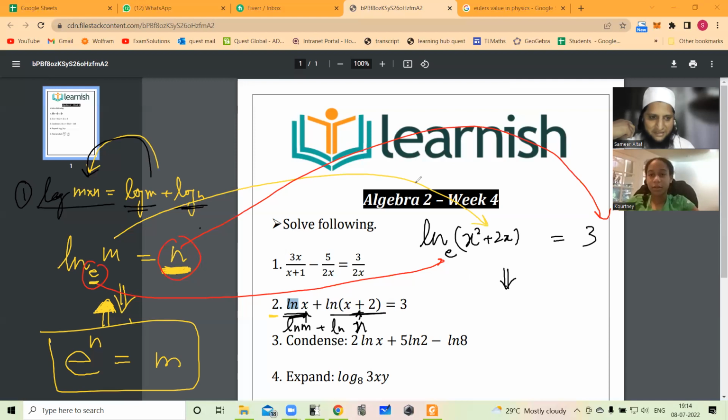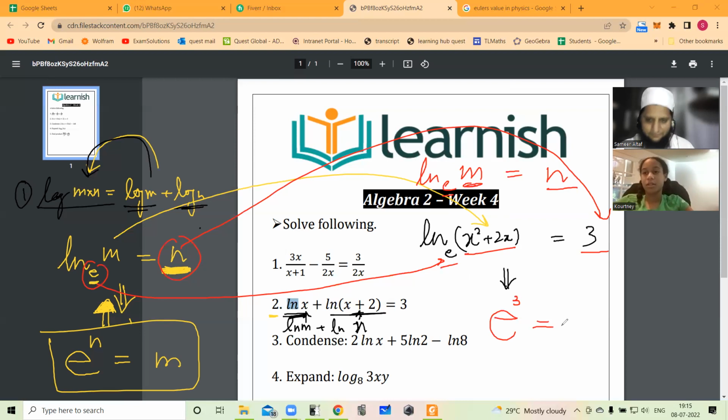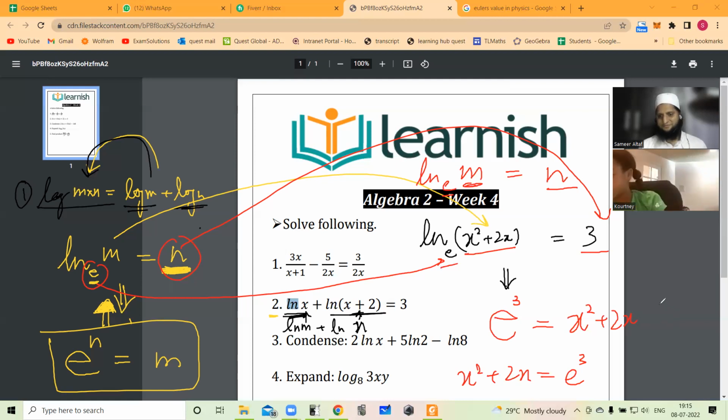Okay, ln of m to the base e equals n. Now we can compare. e is e, m is x squared plus 2x, and n is 3. So what can be written here? So you would do e to the power of 3 equals x squared plus 2x. Right. Okay. Or x squared plus 2x equals e to the power 3. All right. Or you can write x squared plus 2x minus e to the power 3 equals 0.